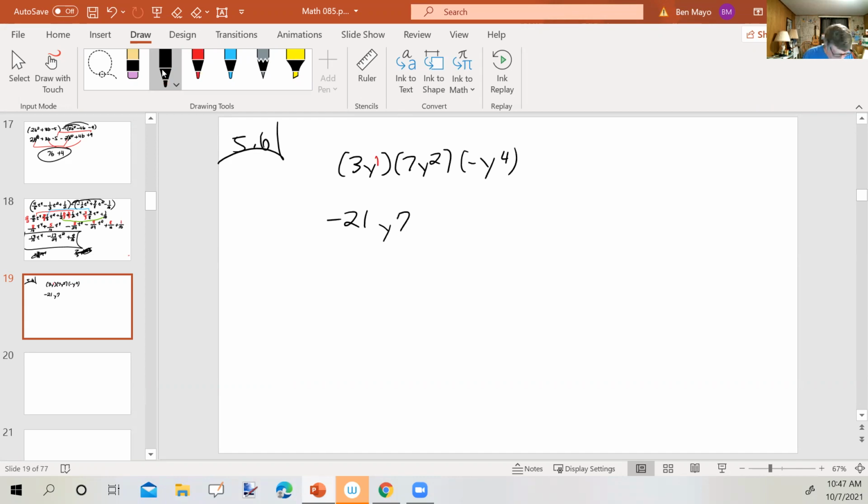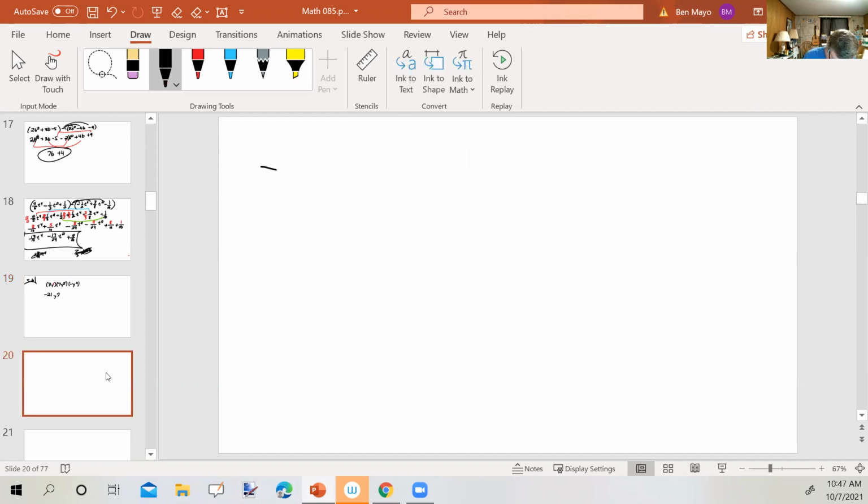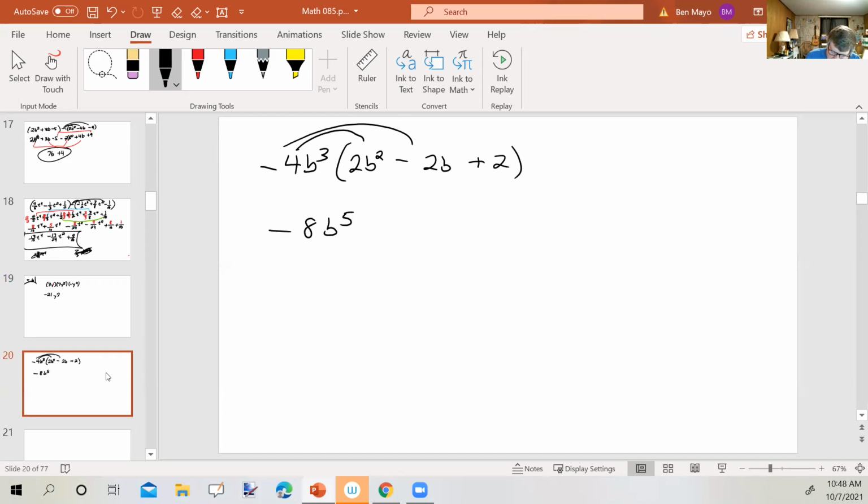Okay. Any questions about that? All righty. Let's take a look at a monomial multiplied by a trinomial in this case. So we're going to distribute, and we'll get negative 8b to the fifth. Negative 4 times a minus 2 is plus 8b to the fourth power. And finally, minus 4b cubed. Any questions about that situation?